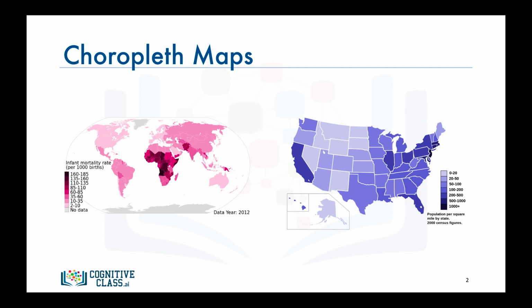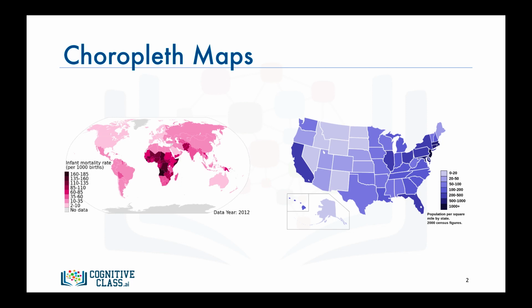A Choropleth Map is a thematic map in which areas are shaded or patterned in proportion to the measurement of the statistical variable being displayed on the map, such as population density or per capita income. The higher the measurement, the darker the color. So the map to the left is a Choropleth map of the world showing infant mortality rate per 1,000 births. The darker the color, the higher the infant mortality rate.